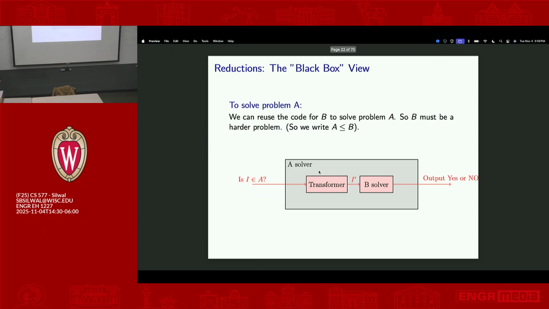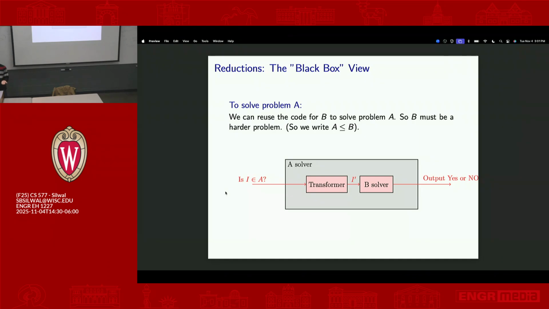So let me give you a diagram, okay? So we say that A reduces to B if we can take an algorithm that solves B and turn it into an algorithm that solves A, okay? Another way to say that is A is a special case of problem B, right? Because I'm taking an algorithm for B, turning it into an algorithm for problem A.